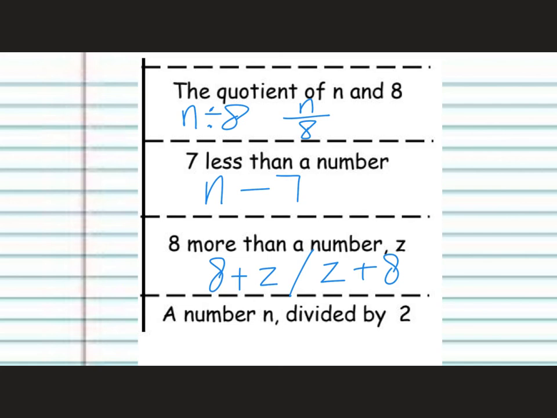The last one's pretty straightforward. It says a number n divided by 2, so it would be n over 2 or n divided by 2.